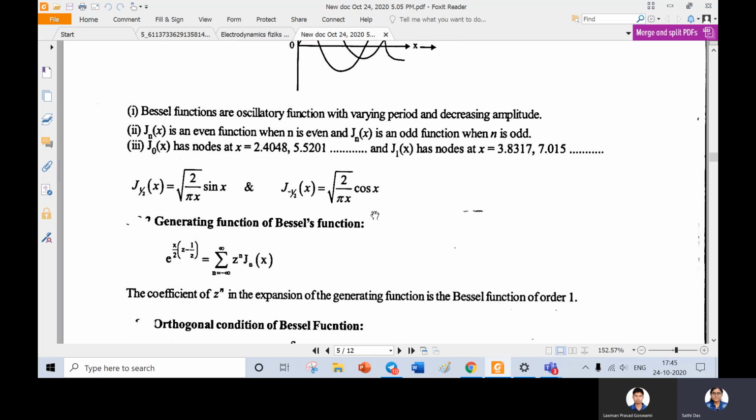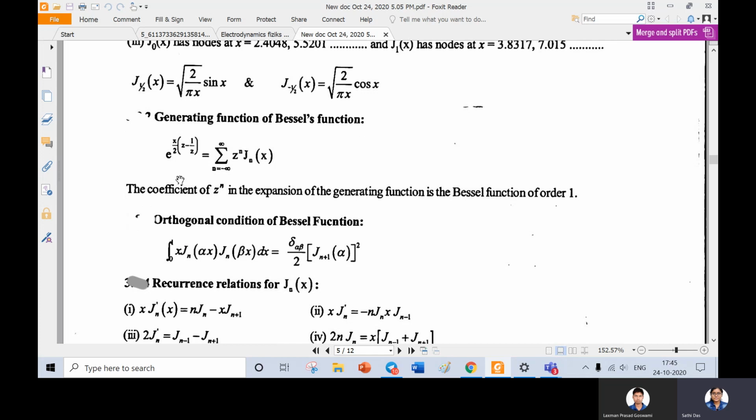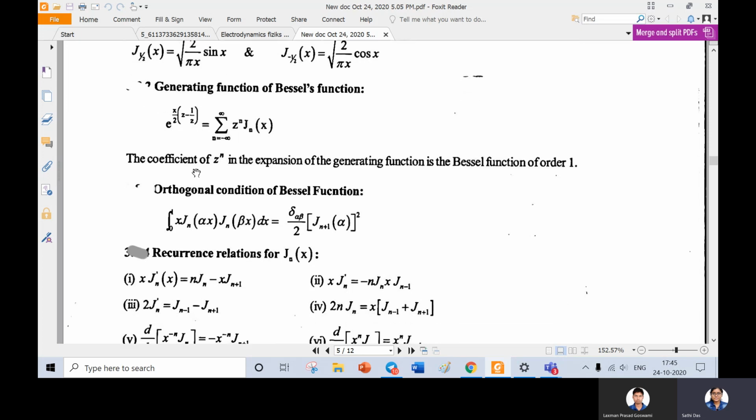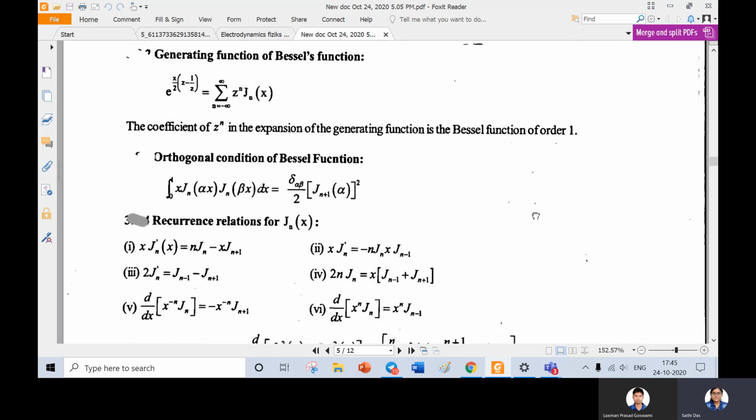And what will be the generating function? The generating function for the Bessel function is, let me mute the phone. Okay. So the generating function of Bessel function is this one, that is e to the power x by 2 (z minus 1 by z) equals to the sum of n equals to minus infinity to plus infinity z to the power n Jn(x). So the coefficient of z to the power n in the expansion of the generating function is the Bessel function of order n.